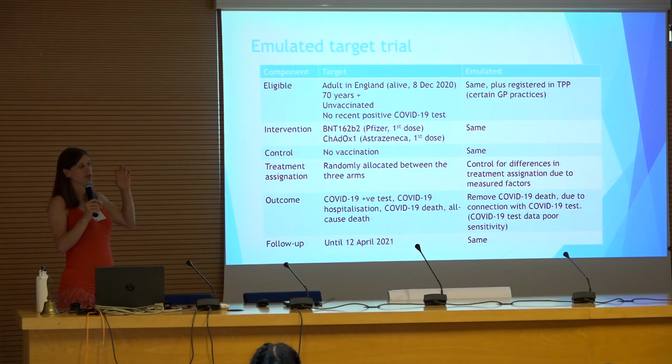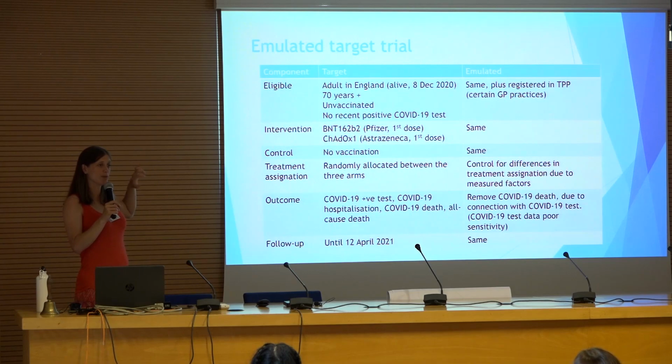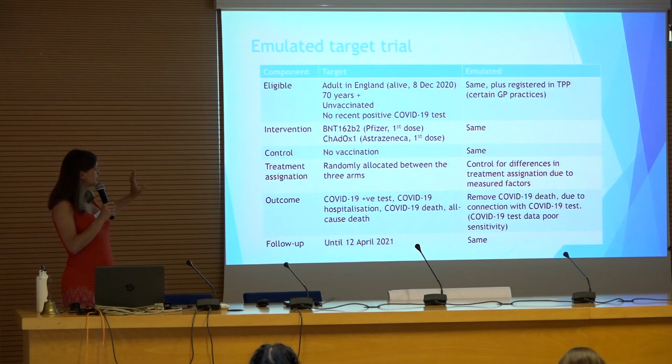I'm going to do some sort of regression adjustment within each trial, adjusting for all those confounders I measured at that trial's baseline. In terms of the outcome, we used all of those outcomes, but we didn't use COVID-19 deaths because of these concerns around the connection with the test. And in terms of follow-up, it's exactly the same.